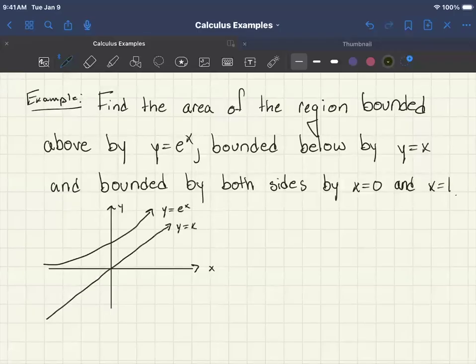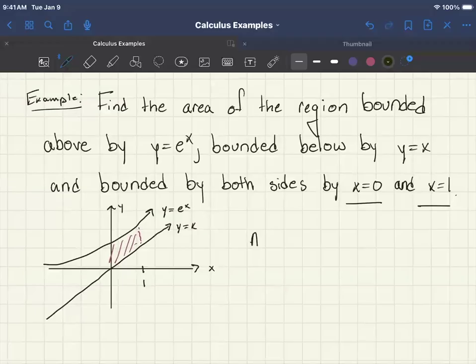that in. And we notice that we're bounded on both sides by x is equal to 0 and x is equal to 1. So I'm going to put 1 in there. I'm going to put dots just to indicate that's where we are, and I'll shade in that's the area that we're looking for.